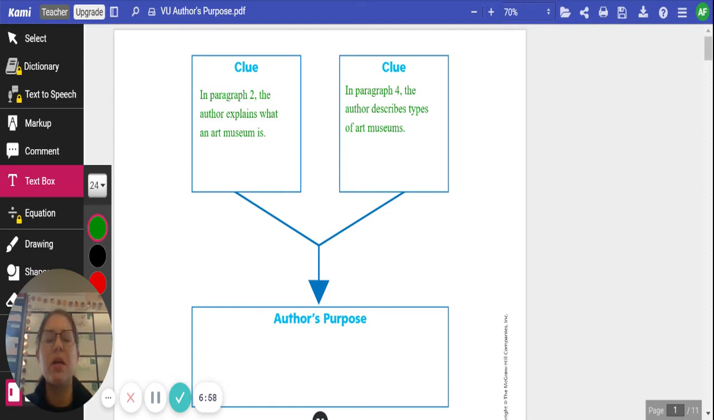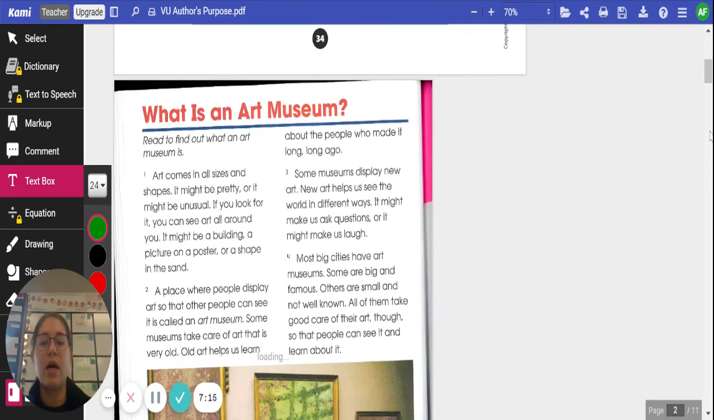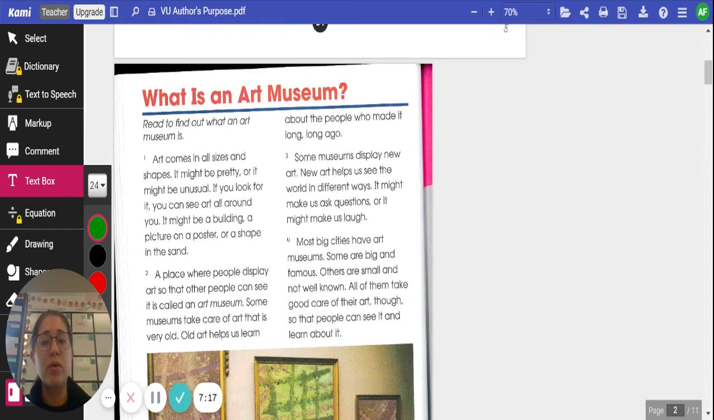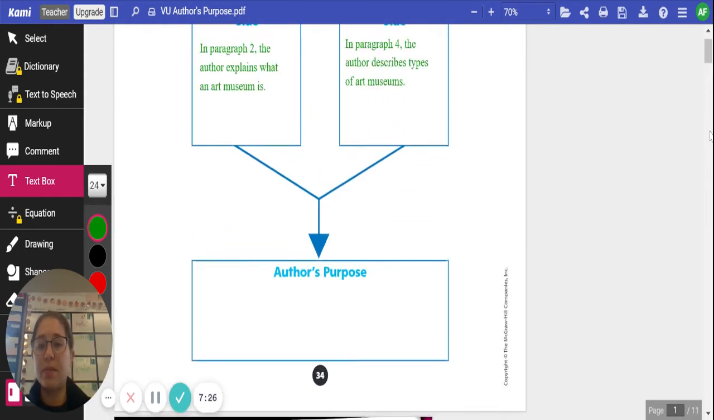Let's think about persuade. Is the author trying to get us to go to a museum? Well, they could, but they're not saying specifically in our reading that you should go to an art museum because they are the best. So I know it's not to persuade. What about entertain? Is the author just giving us a story about an art museum to be enjoyable? Well, it was enjoyable to read, but I don't think it was meant for us to laugh or have fun while reading. So I don't think it's to entertain.